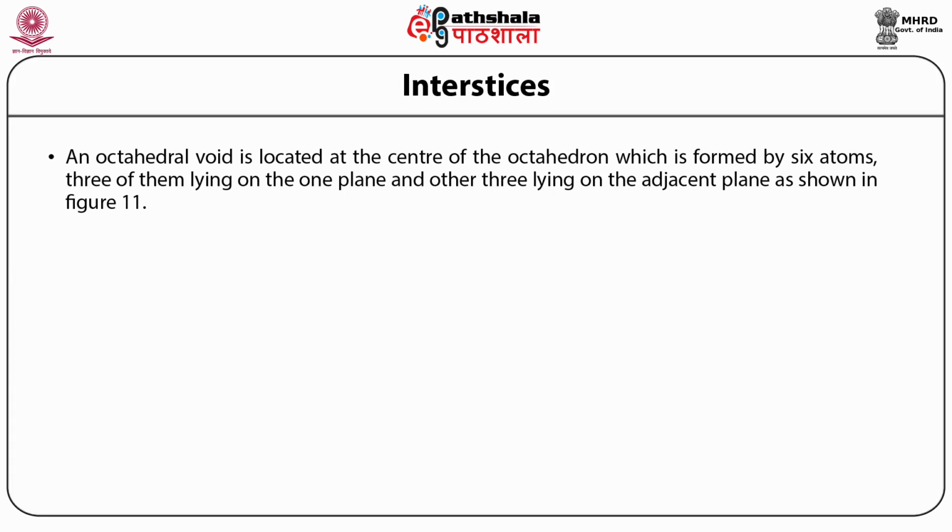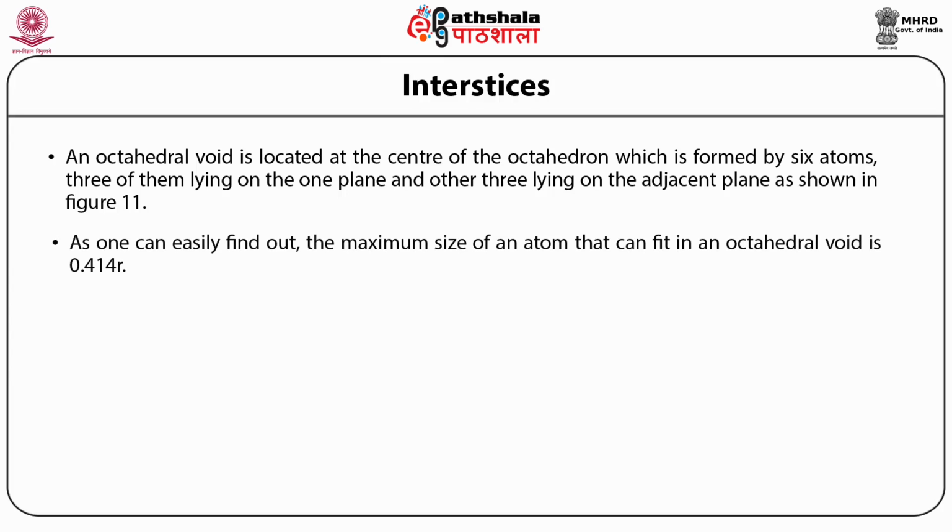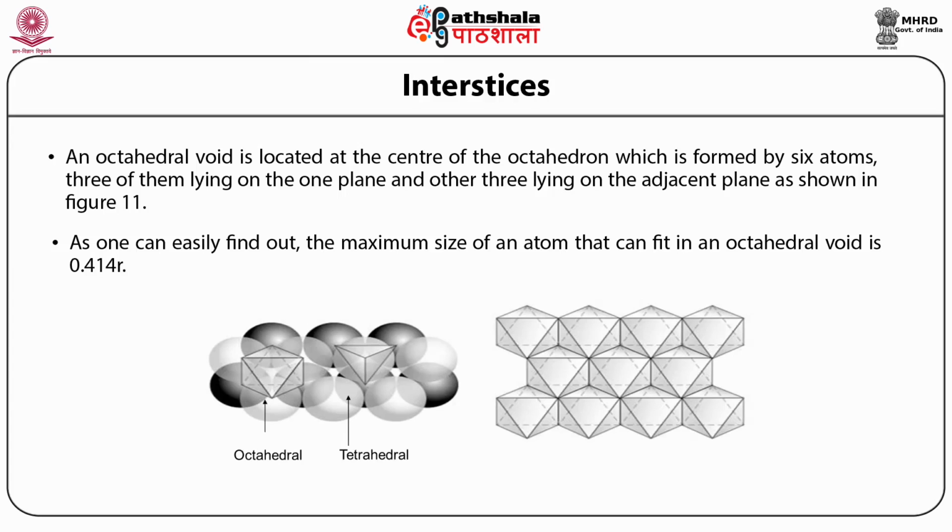An octahedral void is located at the center of the octahedron, which is formed by 6 atoms, 3 of them lying on one plane and the other 3 lying on the adjacent plane as shown in the figure. As one can easily find out, the maximum size of an atom that can fit in an octahedral void is 0.414 R. Here, various examples of the octahedral and the tetrahedral voids have been shown.